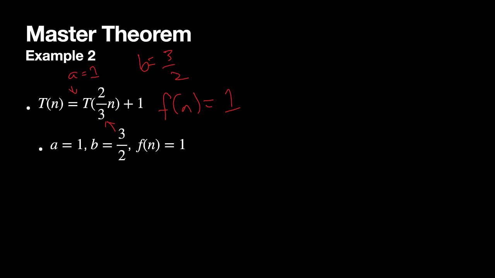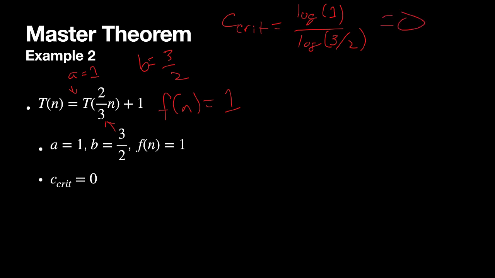Okay, so let's identify our critical number. It's going to be the log of a over the log of b. So log of 1 over the log of 3/2. The log of 1 is 0, so this goes to 0.